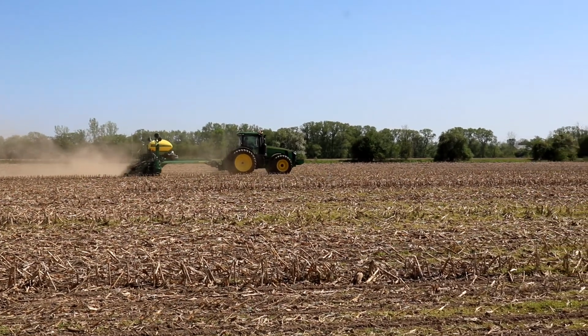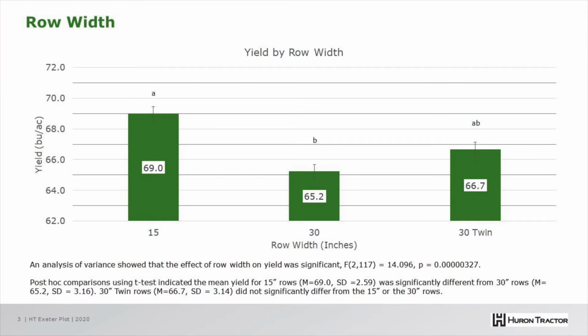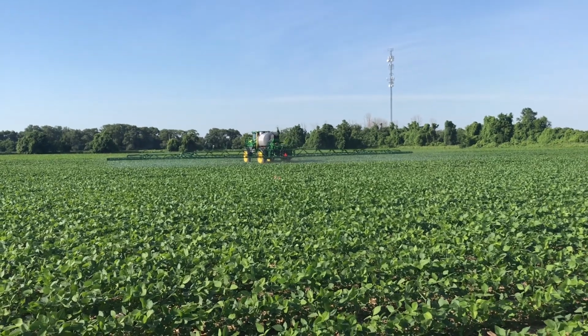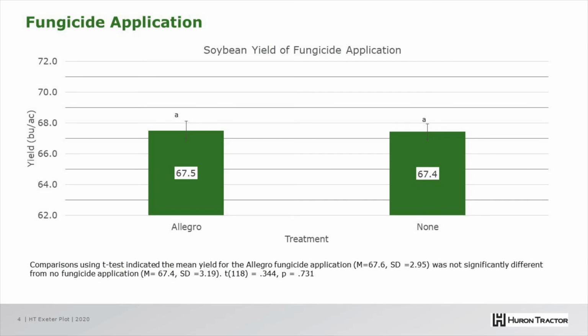Soybeans were planted on May the 26th in 3 different row width configurations, 15-inch, 30-inch, and 30-inch twins. As seen in this figure, the 15-inch row widths were significantly greater yielding than the 30-inch rows. However, the 30-inch twin rows did not differ from the 15s or the 30s. On July the 15th, Allegro fungicide was applied to a portion of the plot. Comparing sprayed areas to where the fungicide was not applied, there was no difference between the 2 treatments.